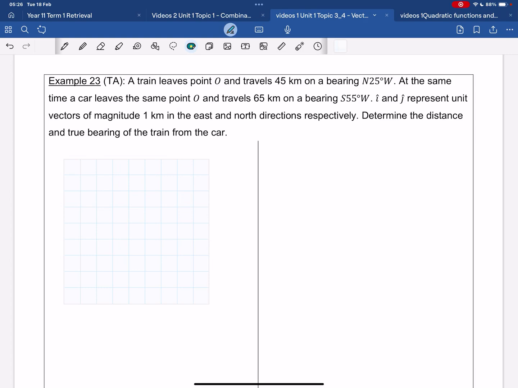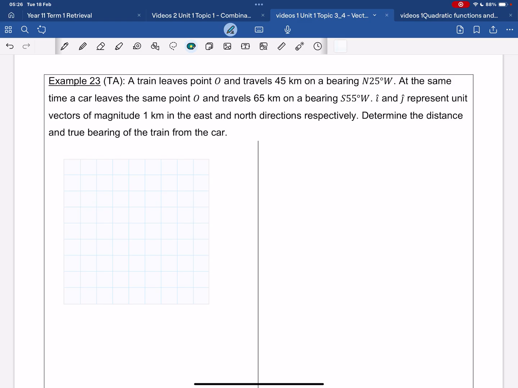A train leaves point O and travels 45 kilometers on a bearing of north 25 west. At the same time, a car leaves the same point O and travels 65 kilometers on a bearing of south 55 degrees west. I and J represent unit vectors of magnitude 1 kilometer in the east and north directions respectively. Determine the distance and true bearing of the train from the car.